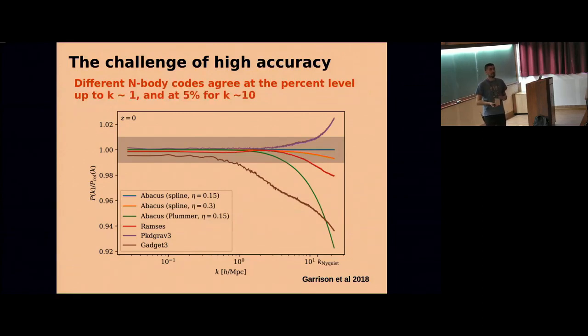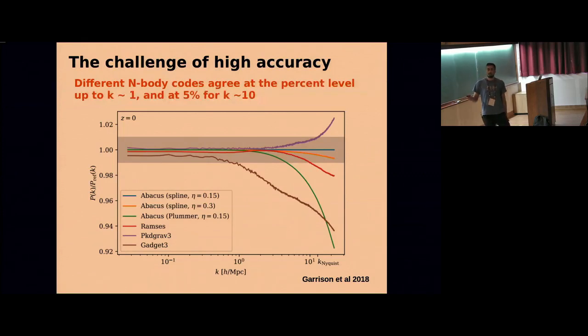So the way you compute forces, also the way that they apply the softening length is different, and they choose especially different parameters, different ways of doing the time integration also. So it's not obvious actually how to make a proper comparison.